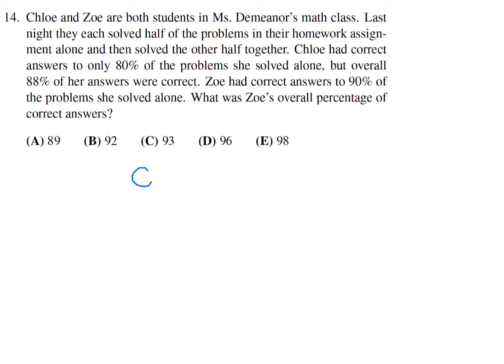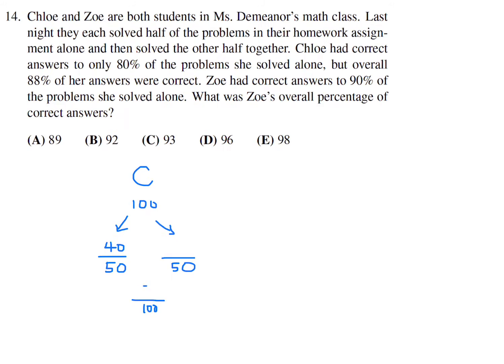Okay, so with Chloe, let's just say there's 100 questions. So they're telling me that 80% she solved alone. So of the half that she solved, 40 of them she got correct. And the other 50, well, we don't know that yet, but we do know that 88 total. So out of the 100, she got 88 right. So that must mean that this number is 48, because 88 minus 40 is 48.